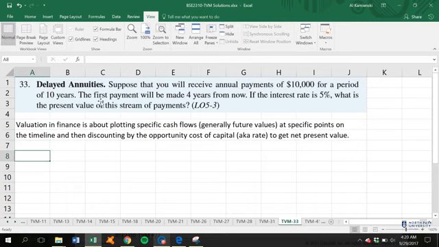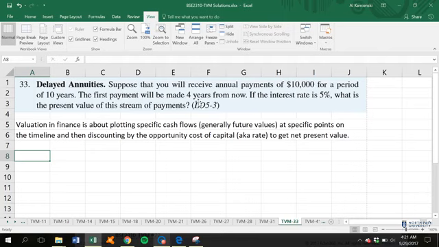Why that's here is important is because when you see that word annuity, we have to remember that in our world, annuity and payment are oftentimes synonymous. But in order for it to be a payment in Excel, we have to have it start in the very first period and go through the end. Well, look at this one.